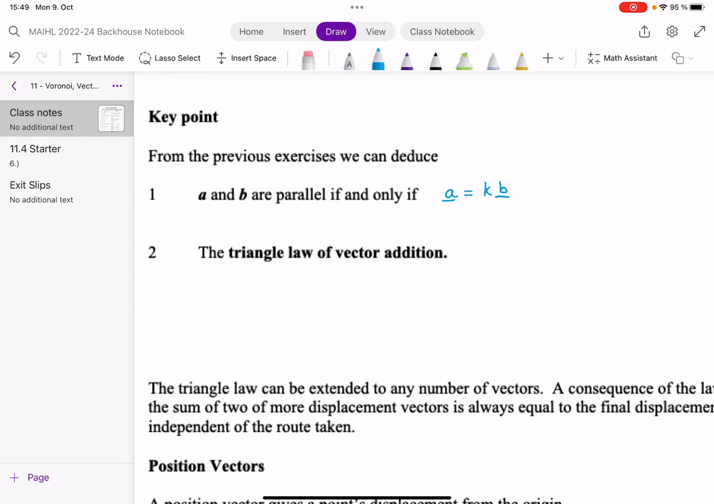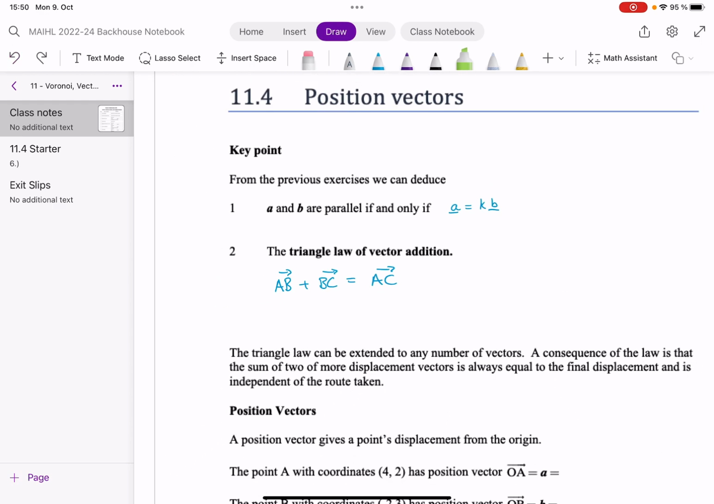The second key point from that investigation is that if we're adding vectors A to B, and then we add on vector B to C, we should end up with A to C. So as long as we're going into B and then out of B, this idea of this triangle law works. And it doesn't really matter how many vectors we add together. It's that very first starting point and the final end point that are important. And as long as we are going into and out of each point, this will work.